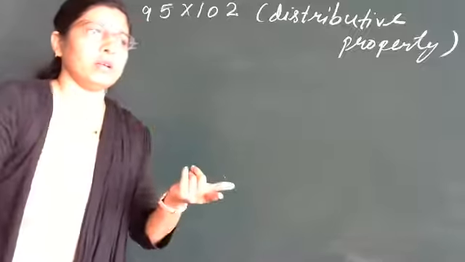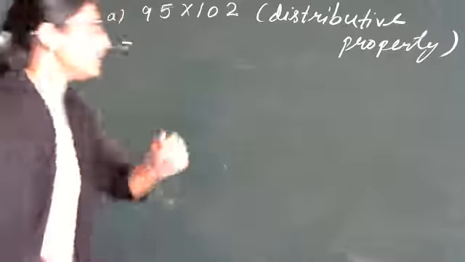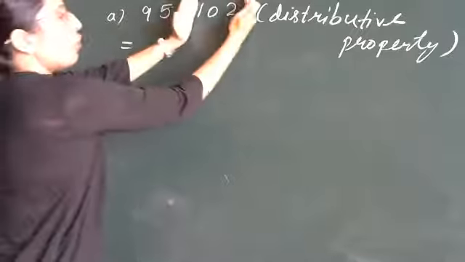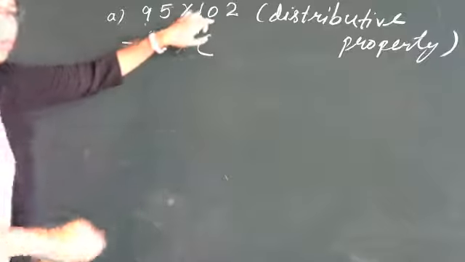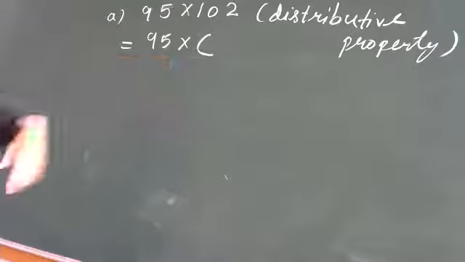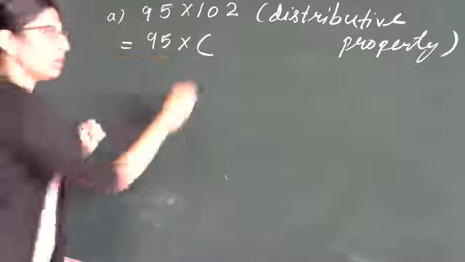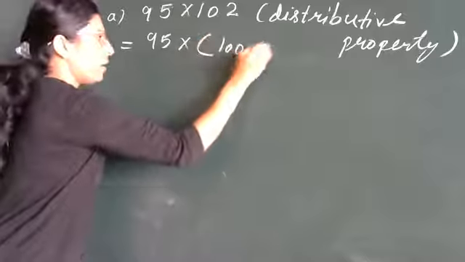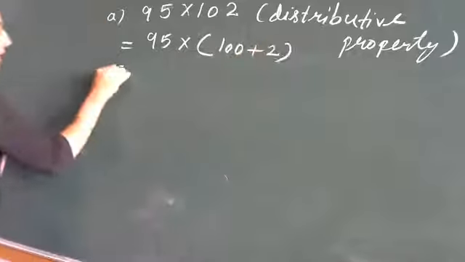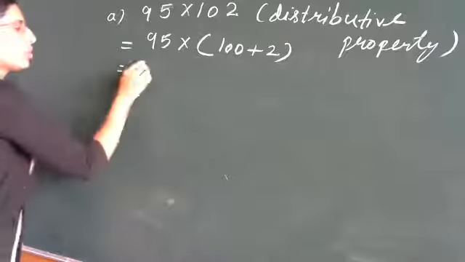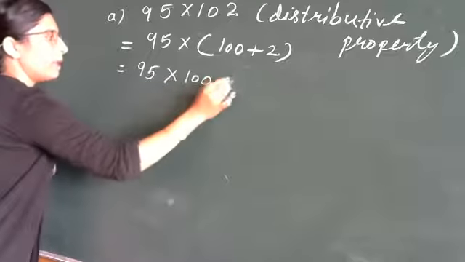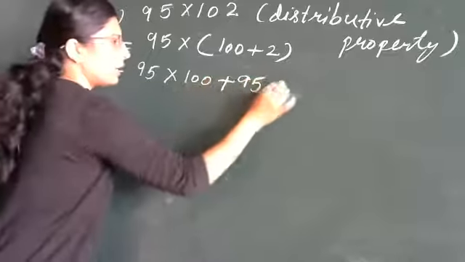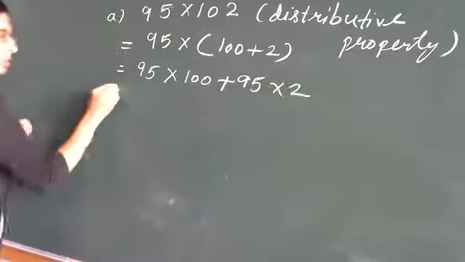Multiplication over addition. Yes. So for addition, what can we do? We can distribute this. How can we distribute? 102 as 100 plus 2. So 95 multiplied with 100 plus 95 with 2.